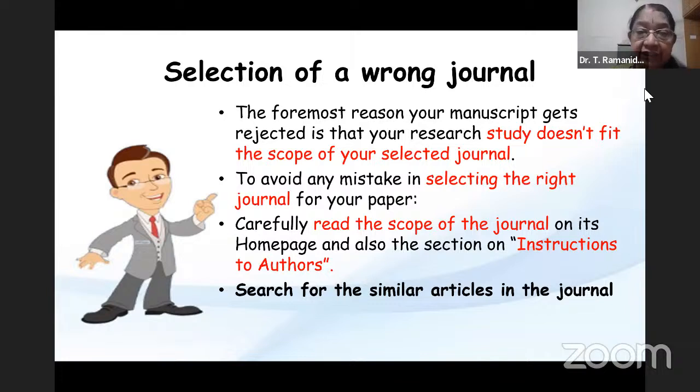Then selection of the wrong journal. I told this earlier. For example, if your manuscript gets rejected from a particular journal, probably you are sending a case report to a journal that does not accept case reports. Again and again, we have to read the scope of the journal, its home page, and also the section on instructions to authors. Search for similar articles in the same journal, see how earlier topics were done, and you can make use of those articles to publish similar articles on various topics in the same journal.